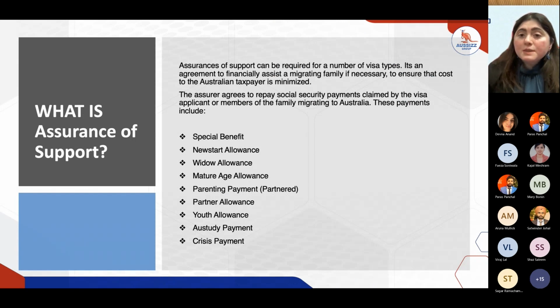Now, assurance of support is mandatory, and it is an agreement to financially assist your family member, your parents, if necessary, to ensure that the cost to the Australian taxpayer is minimized. You need to understand that the department needs to see whether you will be able to support them. You are agreeing to repay the security payments claimed by the visa applicant. So these are the payments that are included. Basically, that is the reason why they want an assurance of support from the applicant's sponsor.